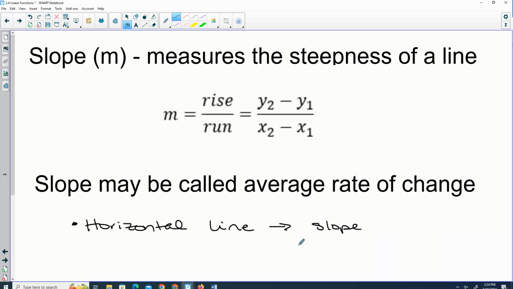What's the slope of a horizontal line? 0. What about a vertical line?